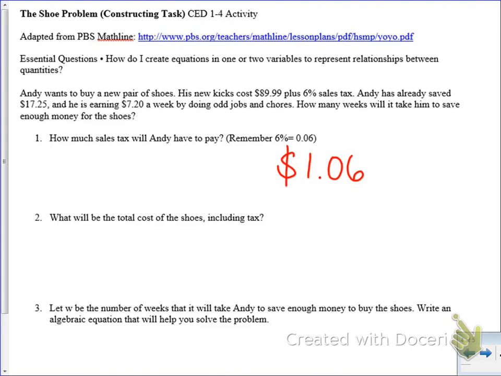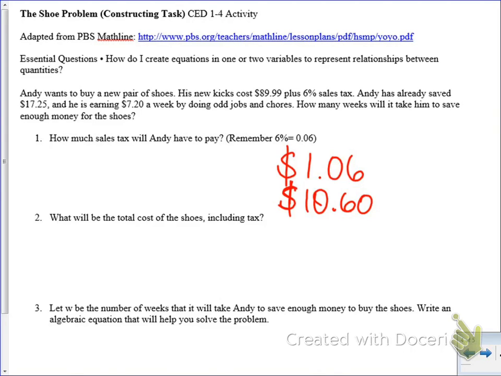$1.06. Now, if I were going to have to buy 10 items at the dollar store, what would I need to do? 10 times 0.06. Okay, and what do I end up with when I get that? 60 cents. So I need to add that to my previous cost, and I get $10.60.